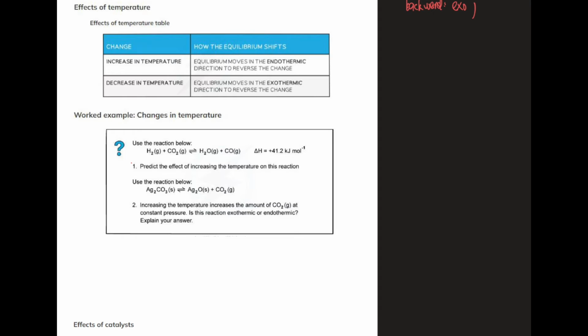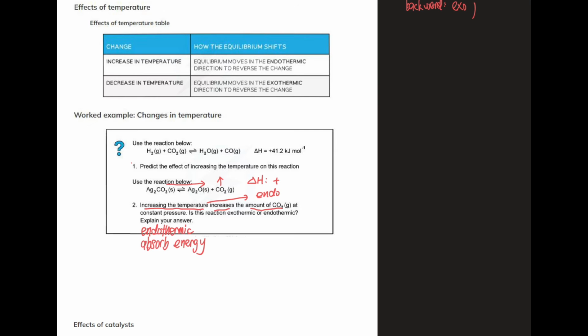Okay, so of course, when you increase the temperature, endo is going to happen. So when they say the amount of CO2 increases, that means it is going to shift to the right. Okay, so that means delta H is positive. When you want to explain, you have to focus on a few keywords. The first keyword is endothermic. After that you have to say absorb energy. So you say it is endothermic because it absorbs energy when the temperature is increasing.